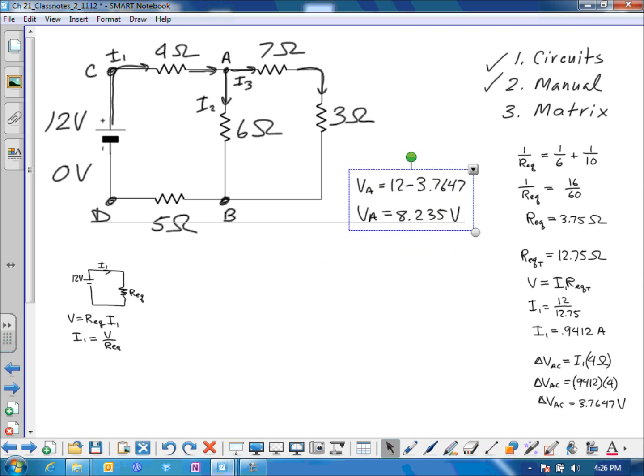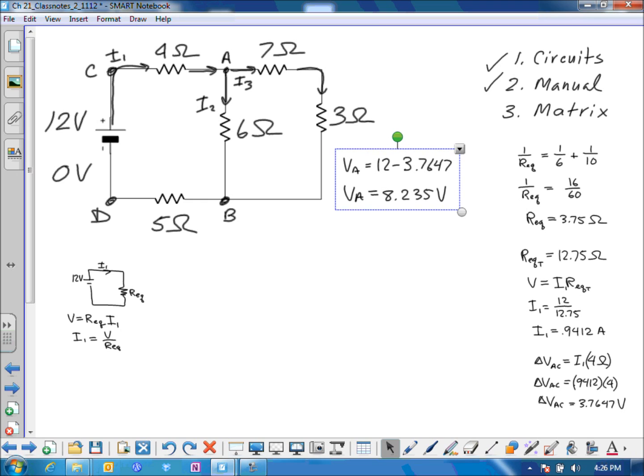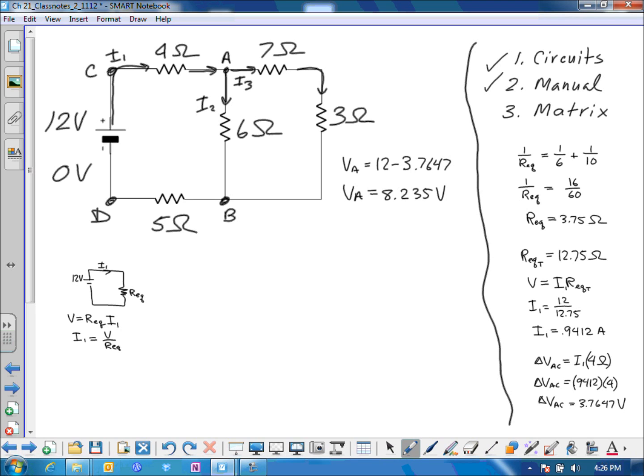Okay, so now we've calculated that, and let's put that together up on the top, shrink it down, and we'll start another column. I'm just going to make a little separation here, and we'll continue our manual analysis. Okay, so we know the voltage at point A. The next step, of course, would be to find the voltage at point B. How would we do that?